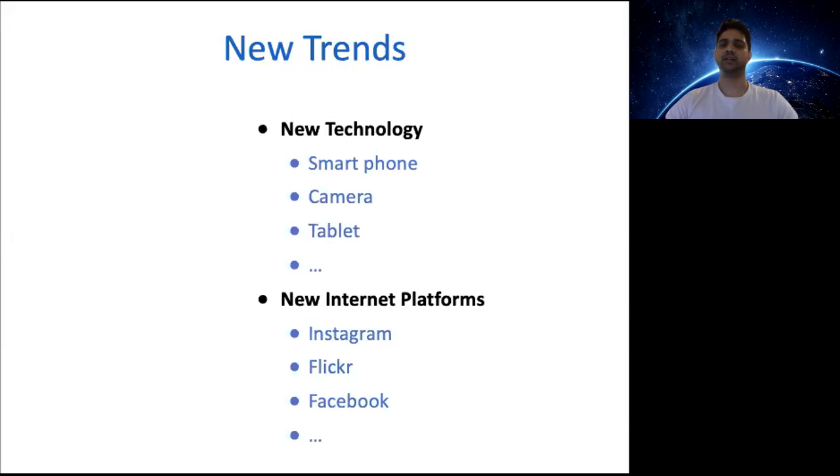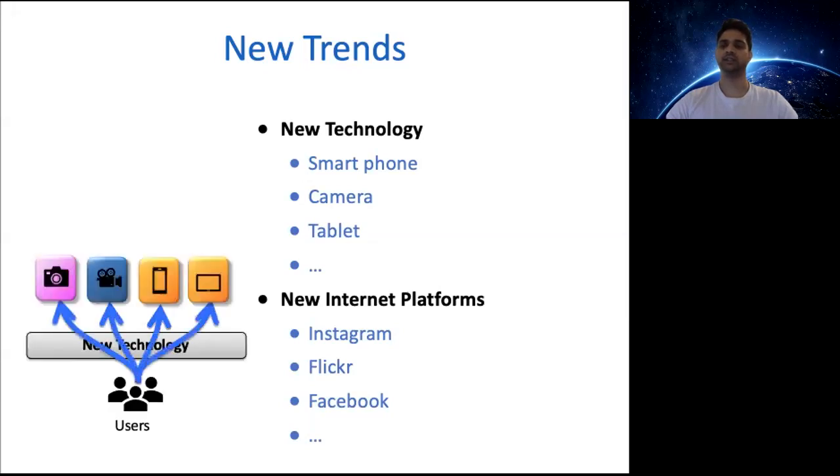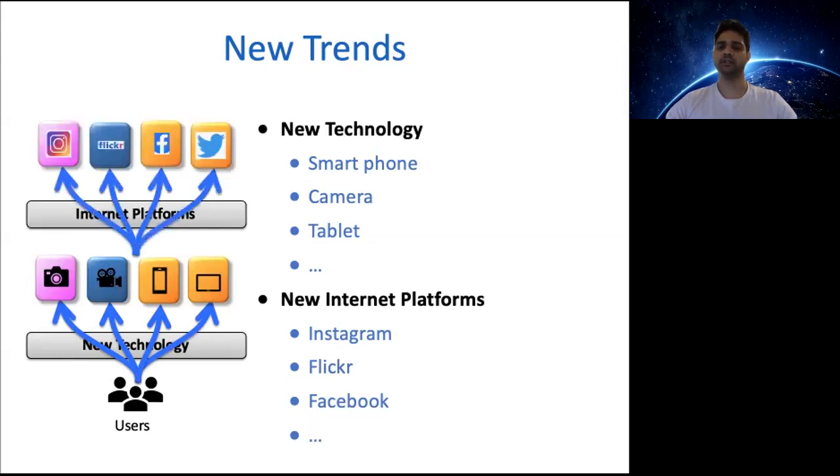Recently, there are two emerging trends in resource sharing on the internet. First, new internet technologies, such as smartphones and cameras, have emerged, which can enable users to conveniently capture visual media, such as images. Second, new internet platforms have emerged that are focused on image sharing, such as Instagram, Flickr, and Facebook.